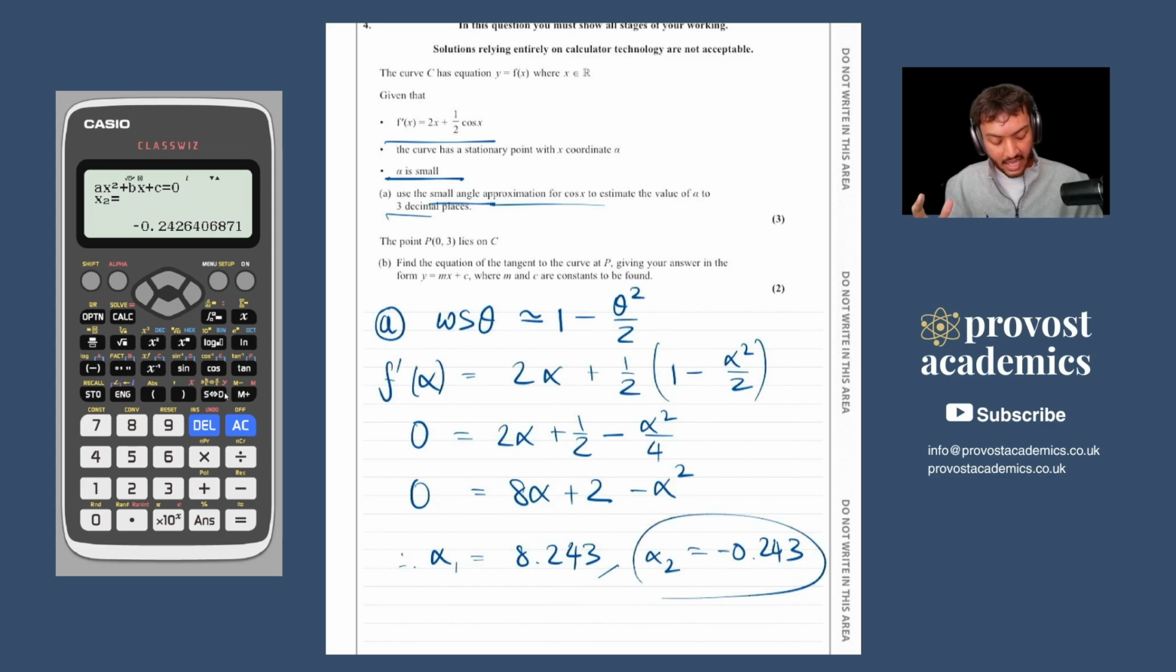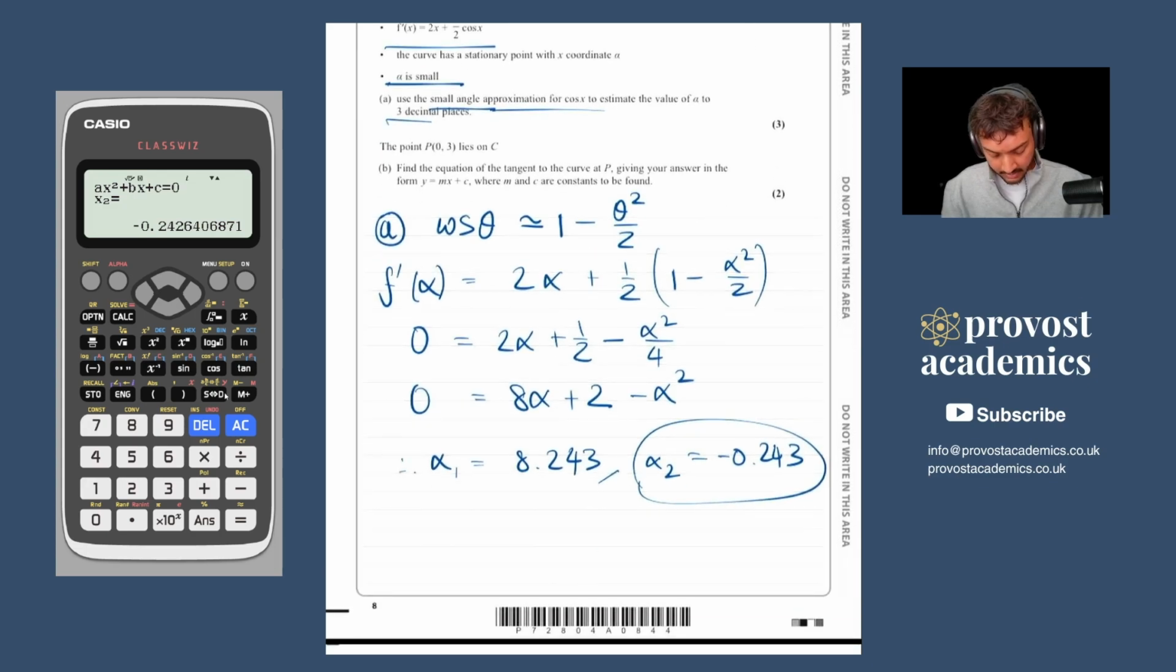So don't get carried away when you see a negative and start thinking, can I have a negative angle? Absolutely. We are ultimately looking for something that is a small value, not something strictly positive. So alpha in this case would be minus 0.243.